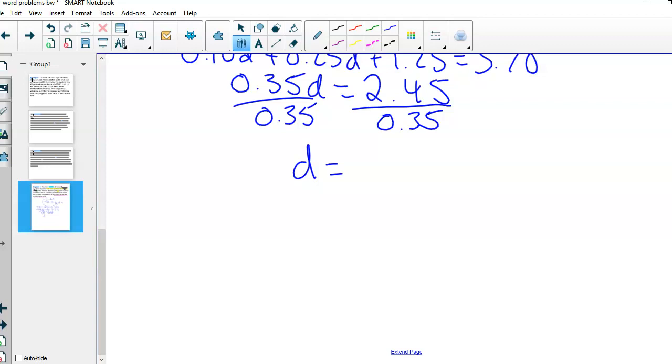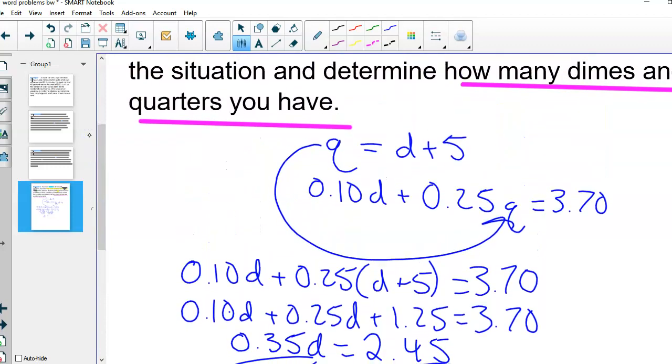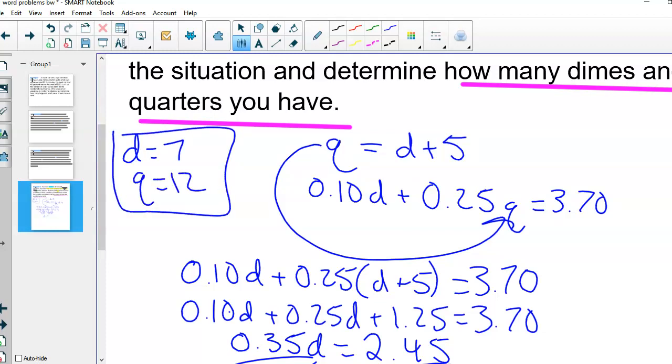7. So if D is 7, what's Q? 12. And then we can put both of these in just to check it. 7 times 0.10 is 0.7. 12 times 0.25, what's that? 3. Does that equal 3.70? Yes. So that works.